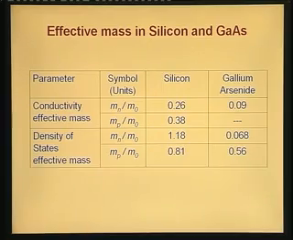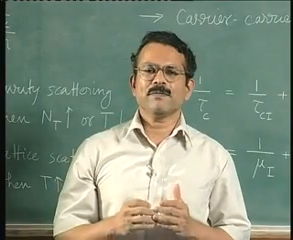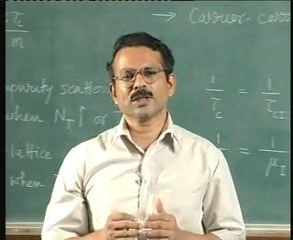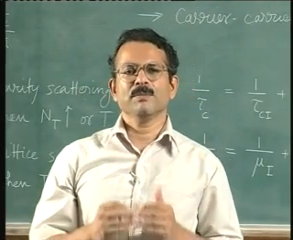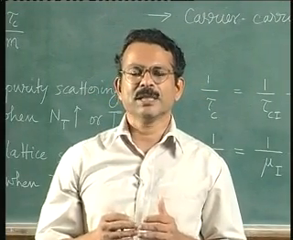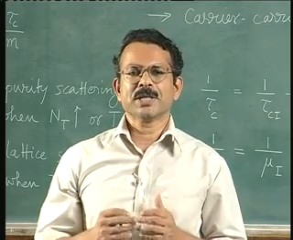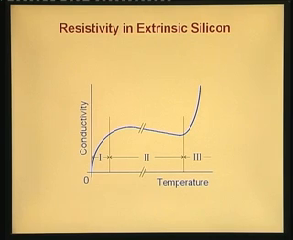Now we will take up the topic of resistivity, because resistivity depends on both carrier concentration and mobility. If you combine mobility and carrier concentration dependence, what kind of dependence do we get for resistivity as a function of doping and temperature? Let us start with extrinsic silicon first. This is the picture. Instead of resistivity, we are plotting the conductivity, which is nothing but the reciprocal of resistivity, as a function of temperature.